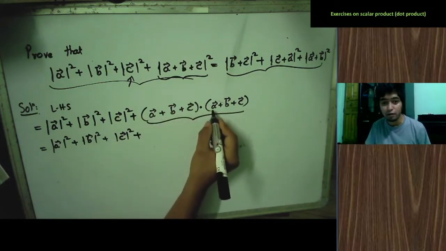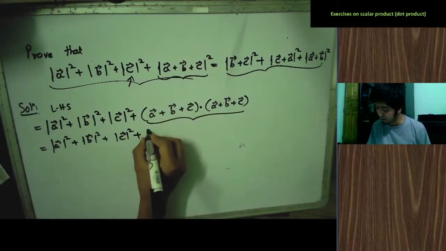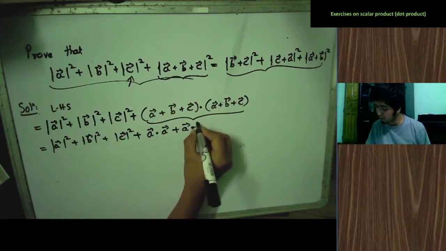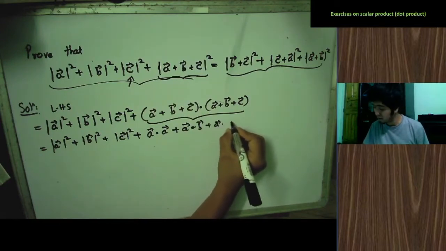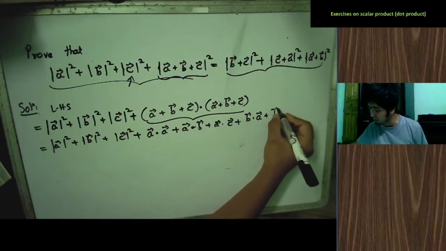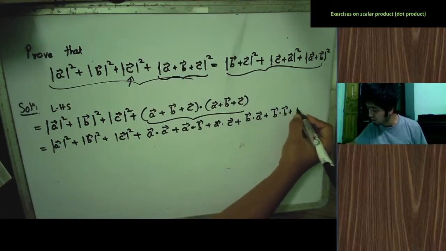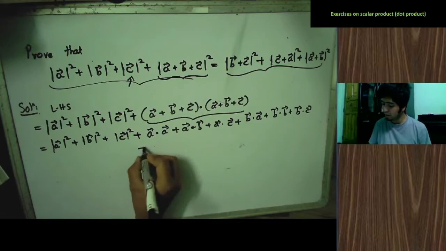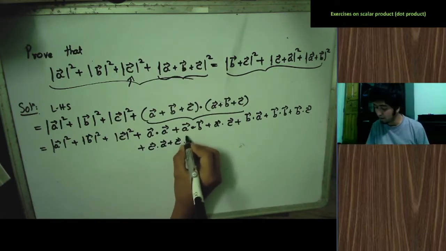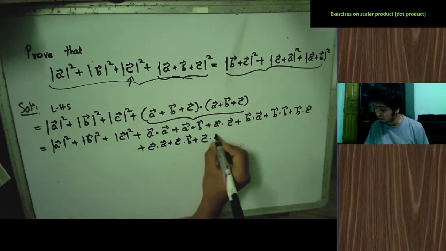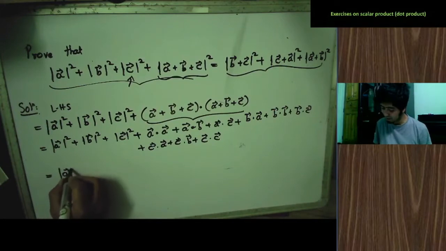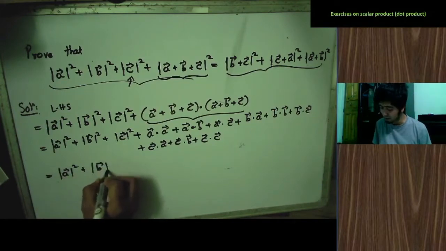You will be having a dot a, plus a dot b plus a dot c. Similarly, plus b dot a plus b dot b plus b dot c plus c dot a plus c dot b plus c dot c. So this is what we are having, a square. This will always remain as it is.